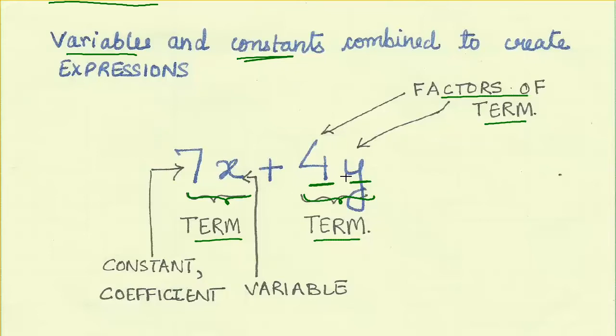and the factors are formed by multiplying variables and constants, or it could also be a variable multiplied by a variable. Okay, and as I mentioned, the number 4 and number 7, these are constants. They are also known as coefficients, and the letters x and y, they are the variables.